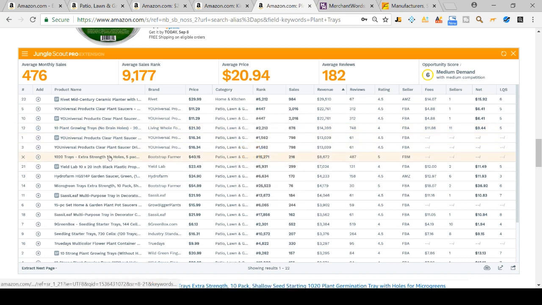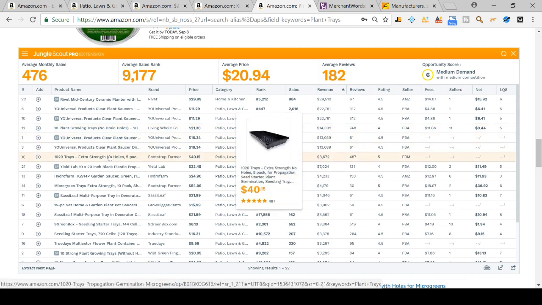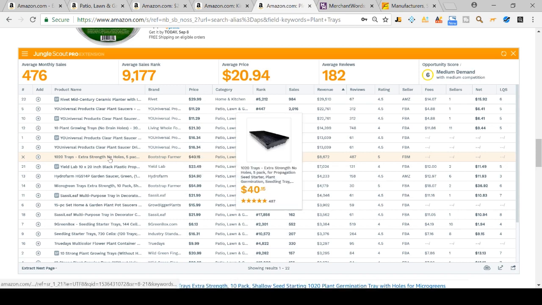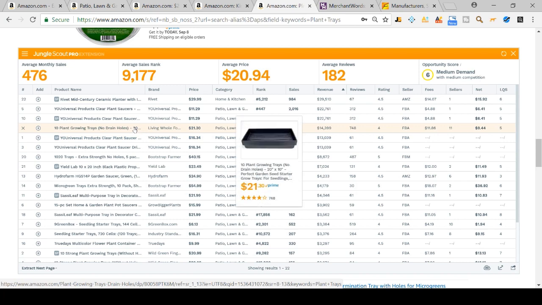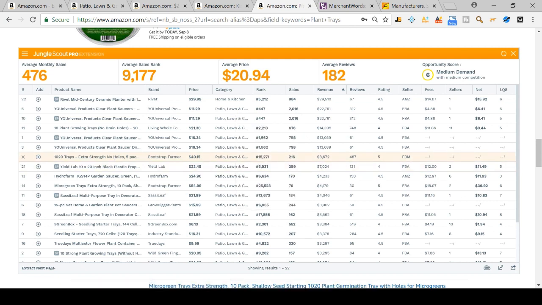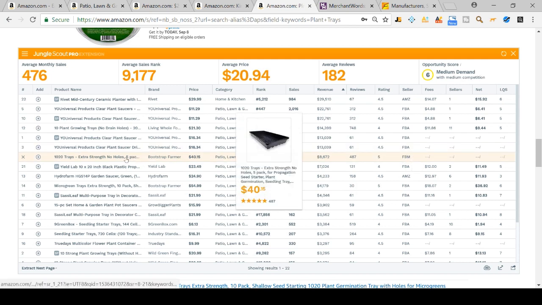Let's see. Yeah, this person is selling a 5-pack for $40. I wonder why, because this one is selling for 21.30 the 10 pack, a pack of 10 trays, and this guy is selling a 5-pack. But this one is also doing fulfillment by merchant, which means whenever an order comes through Amazon, they themselves are responsible for shipping it to the customer. Amazon is not shipping this product to the customer.